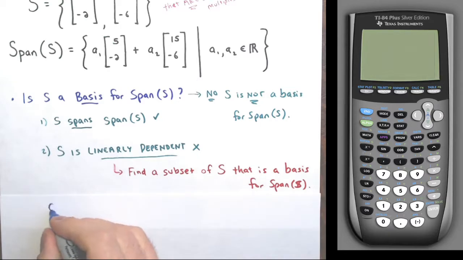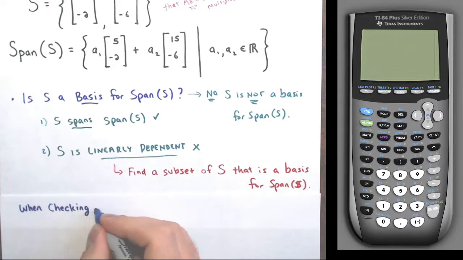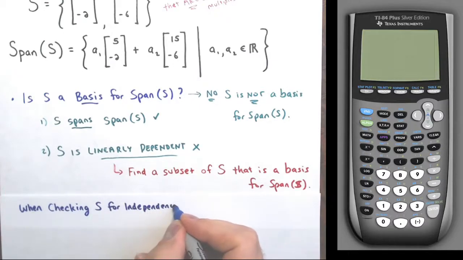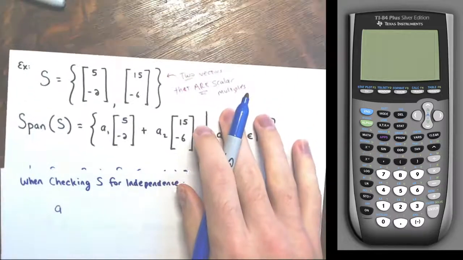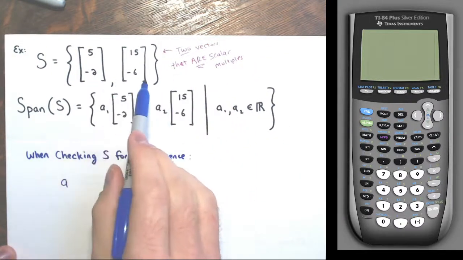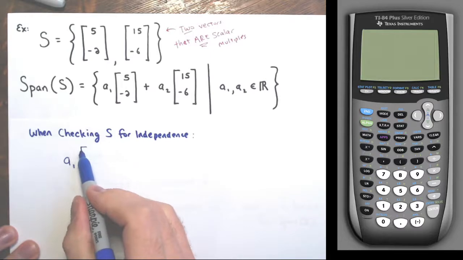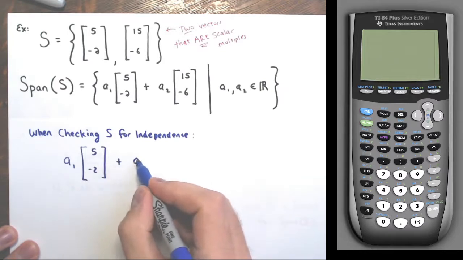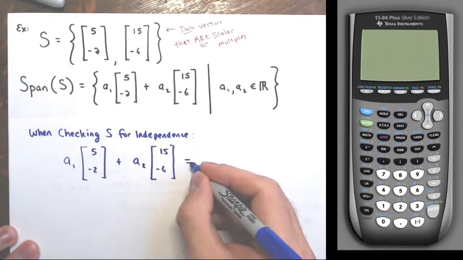So remember, when checking S for independence, we set up this equation. When is a linear combination of the vectors in S equal to the zero vector? So a1, some scalar times (5, -2), plus some scalar a2 times (15, -6), when is this equal to the 0 vector?